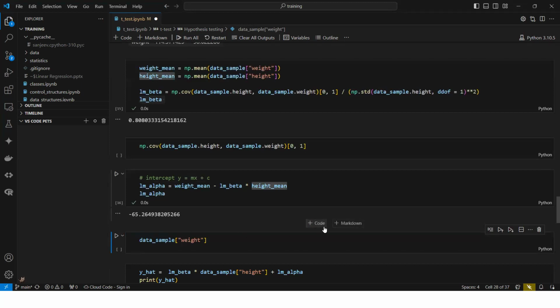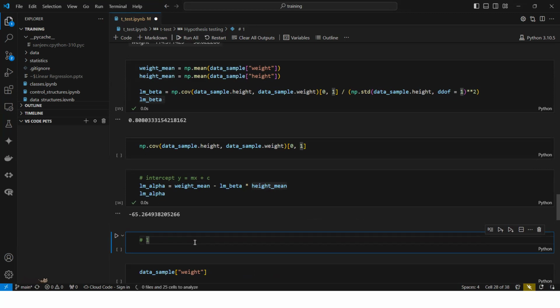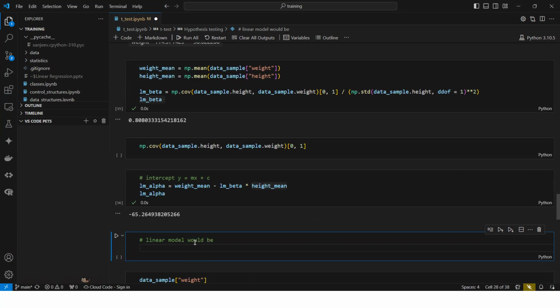So what should be our equation? Our linear model would be lm_beta times your height, in this case data_sample's height, plus lm_alpha.